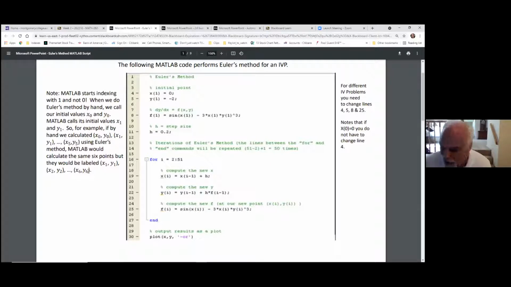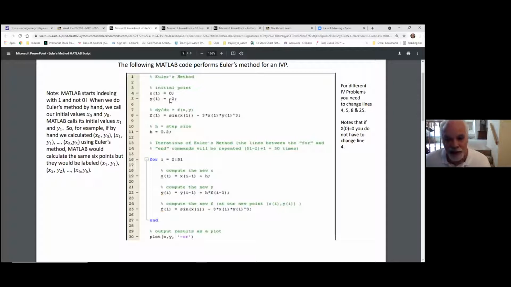Some computers do, but MATLAB doesn't deal with 0 indices. So you have to start from 1. So in other words, this x of 1 equals 0 really means that if you had an x of 0 equal to 0, this corresponds to y of 0 equal to -2.